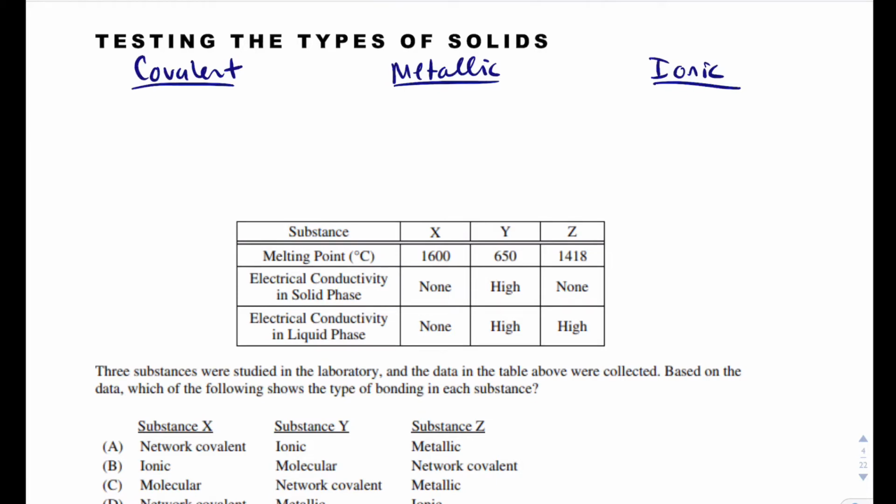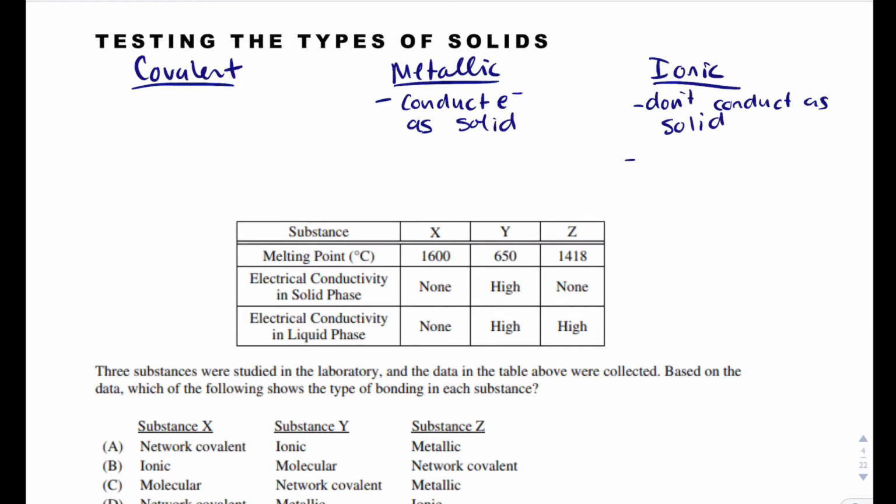So let's first focus on the solid phase. Metals or metallic bonds, they always conduct electricity as solids. That's because they have a sea of delocalized electrons, so they have electrons buzzing around all the time, so they're able to conduct electricity. So if something conducts electricity in the solid phase, that means it's going to be a metal. Covalent and ionic do not conduct as solid, okay?